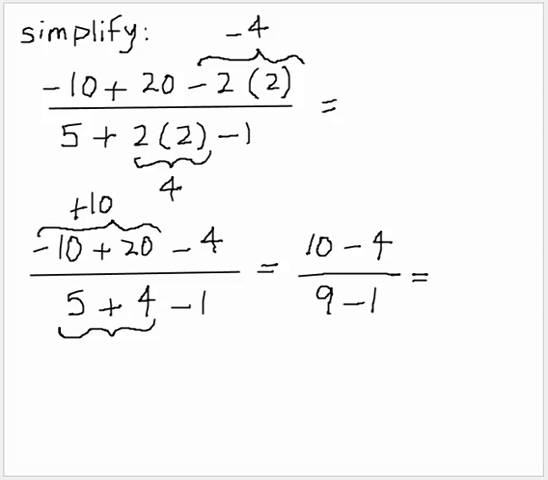So at the top of the fraction, we have 10 minus 4, which is equal to plus 6, or just 6. And then we have 9 minus 1, they give me 8. At this point, we have to reduce this. Both of these have a factor of 2. So if I divide 2 into 6, I would get 3. If I divide 2 into 8, I get 4. So we have 3/4.